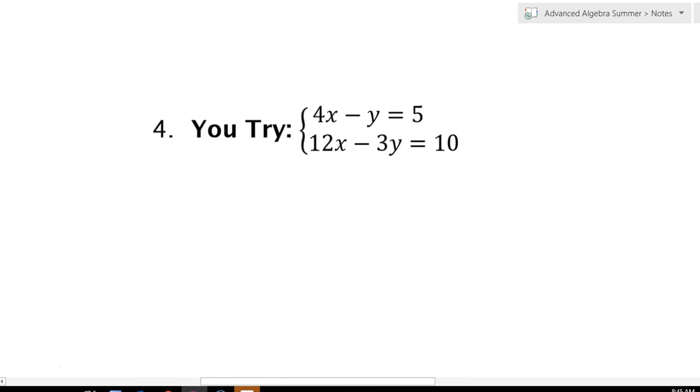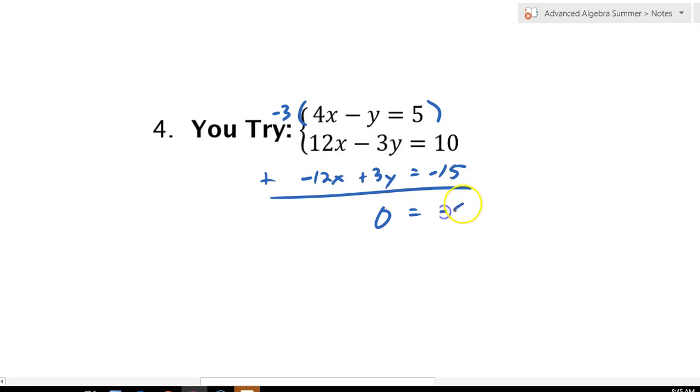So we're good. My x's and y's are on the same side. Let's say I didn't realize what I could do to get rid of my y's. So let's stick with my x's, right? I know 4 times 3 gives me 12. So if I multiply it by negative 3, I'm going to rewrite that down here. They give me negative 12x plus 3y is equal to negative 15. Then let's add these, they cancel, so I get a 0 equals negative 5. That's definitely not a true statement. Therefore, we have no solution. And again, we can think of those as being parallel lines.